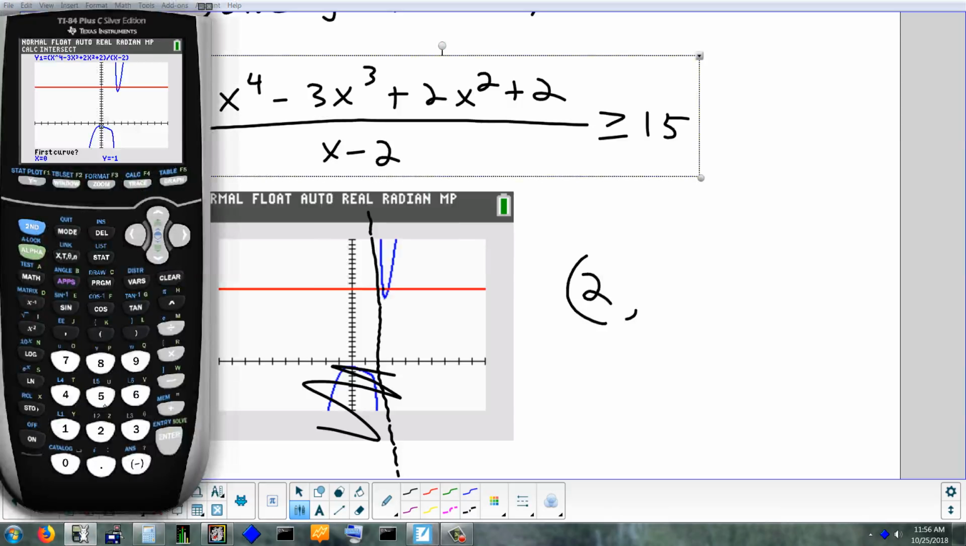Second calc, intersect. I just keep pressing right. Someday I'll get over here. The guess does matter because they cross in 2 spots. Just put the guess close to what you think it is. It's 2.22.